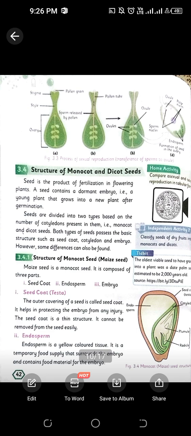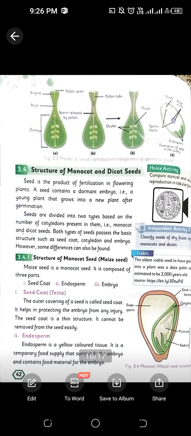We have discussed the structure of cotyledons, what cotyledons are. You would say that in a monocot plant there is only one cotyledon, and in a dicot plant there are two cotyledons, right? First of all, we will discuss the structure of the monocot seed. So, a monocot seed is basically composed of seed coat, endosperm, and embryo.